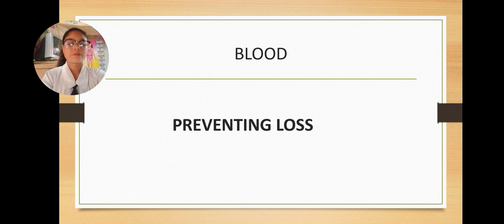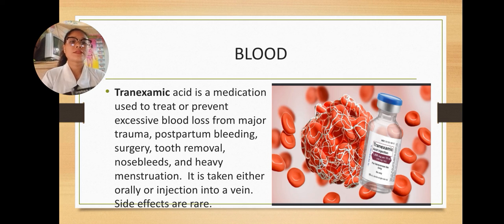Next is preventing loss. Tranexamic acid is a medication used to treat or prevent excessive blood loss from major trauma, postpartum bleeding, surgery, tooth removal, nosebleeds, and heavy menstruation. It is taken either orally or by injection into a vein. Side effects are rare. If someone is bleeding, apply direct pressure to the wound.